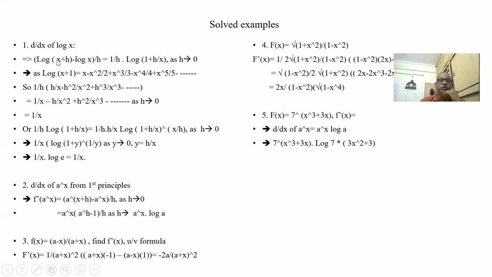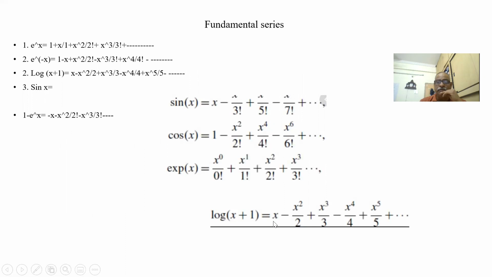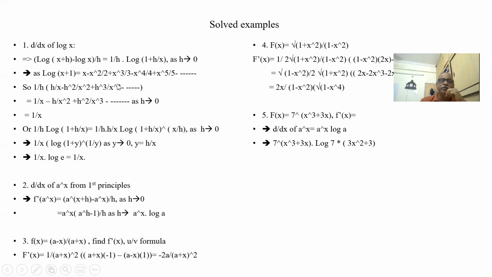So x plus h by x is equal to 1 plus h by x as h tends to 0. We have just seen how log x is defined as the series x minus x square by 2 plus x cubed by 3 minus x to the power of 4, like that. So in place of x, it is h by x. So this is h by x minus h square by x square plus h cubed by x cubed, like that. If I take out h here, 1 by x is left out. H is getting cancelled. So wherever h I put 0, all the terms become 0. Answer is 1 by x. That is why differentiation of log x is 1 by x.